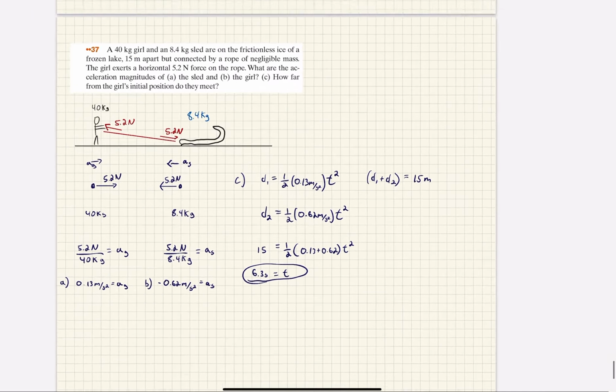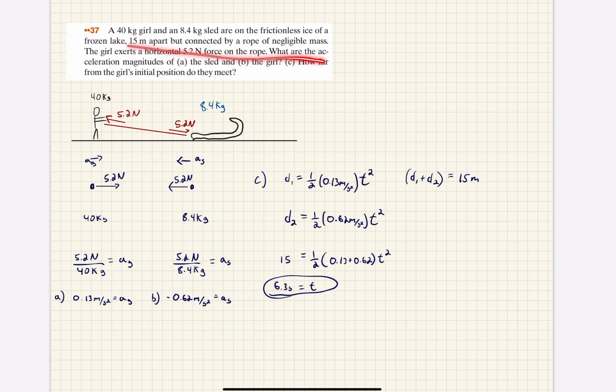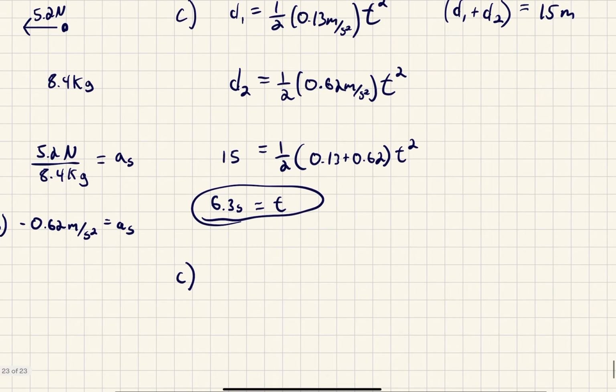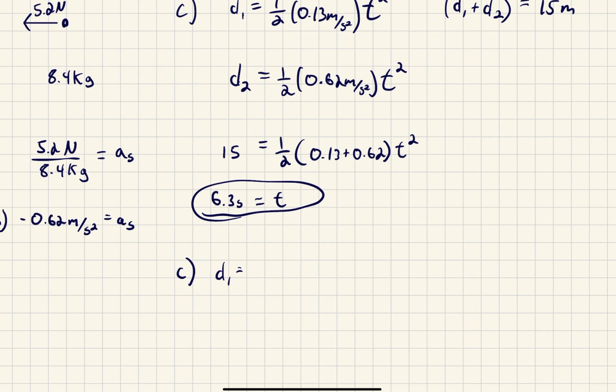So there's our time, and we can use that time then to figure out how far from the girl's initial position she travels. So we'll plug that back in to her distance, which is equal to one half of her acceleration times the time squared. And you get about 2.6 meters for the distance the girl is traveling.